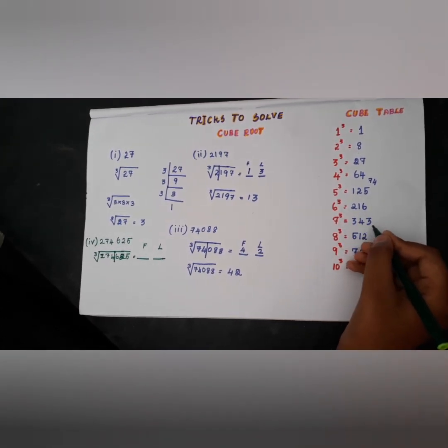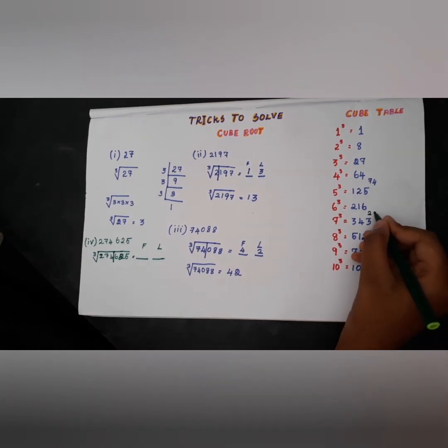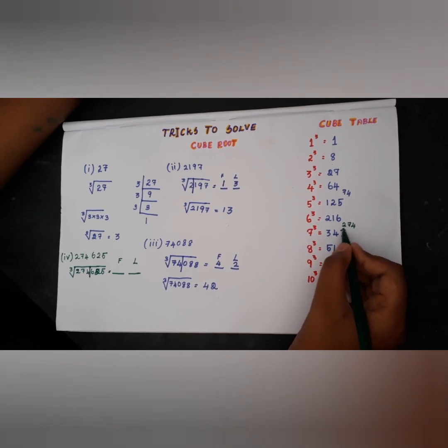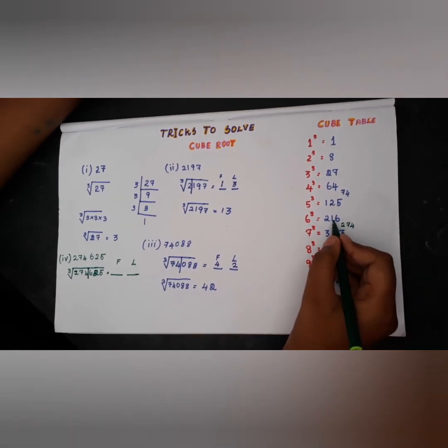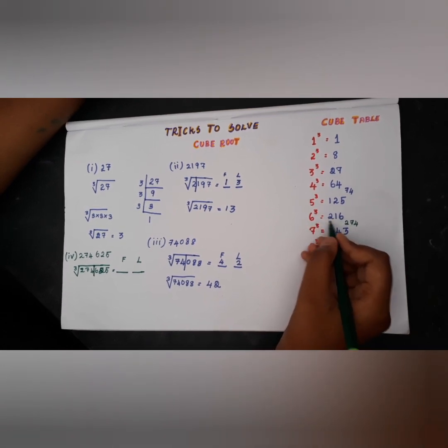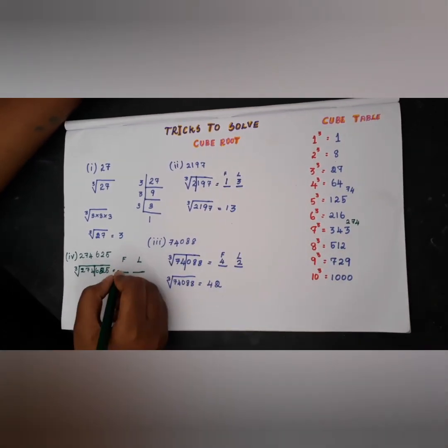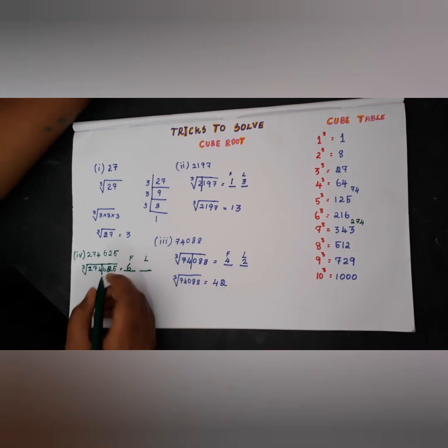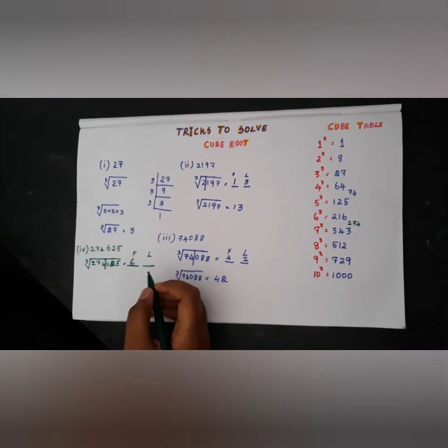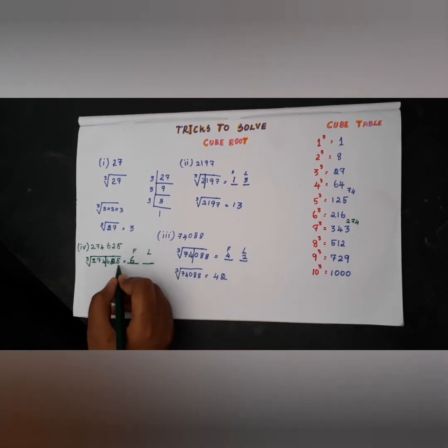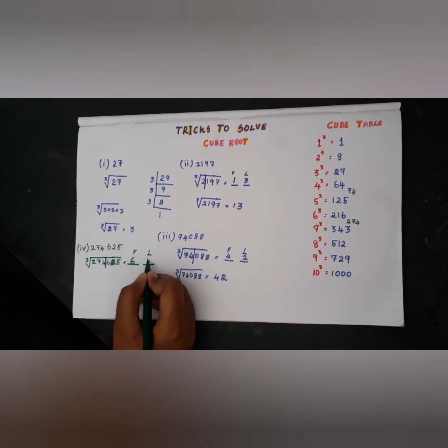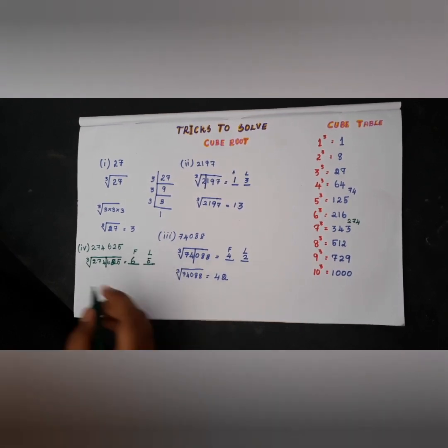Where is 274? 274 lies between 216 and 343. So 343 crossed 274, so we take the smaller number 216. 6 cube equals 216. Next we take the second digit. In the second group the unit digit is 5. So the combination of 5 is 5. So the last digit is 5.